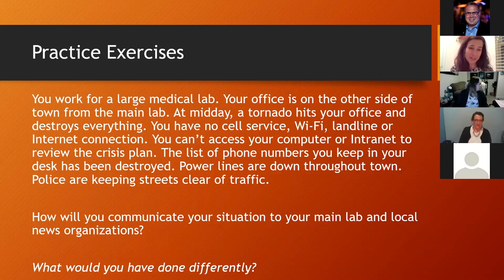Scenario one: you work for a large medical lab. Your office is on the other side of town from the main lab. At midday, a tornado hits your office and destroys everything. You have no cell service, no Wi-Fi, no landline, no internet connection. You can't access your computer or the internet to review the crisis plan. The list of phone numbers you keep in your desk has also been destroyed. Power lines are down, police are keeping streets clear. How will you communicate your situation to your main lab and local news organizations?